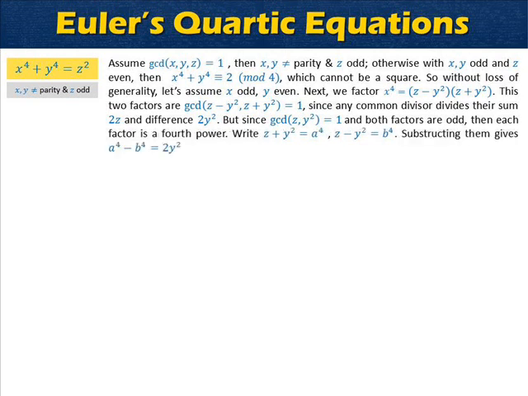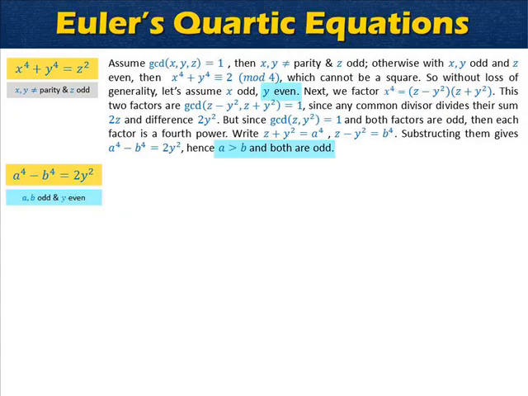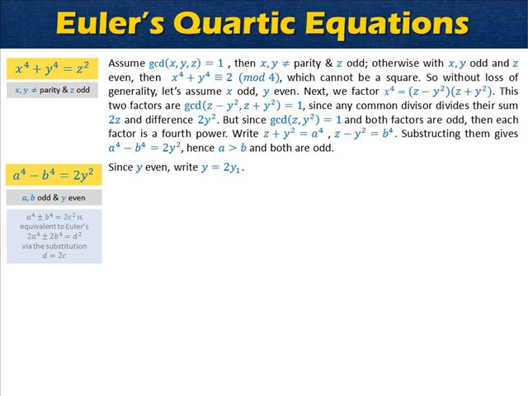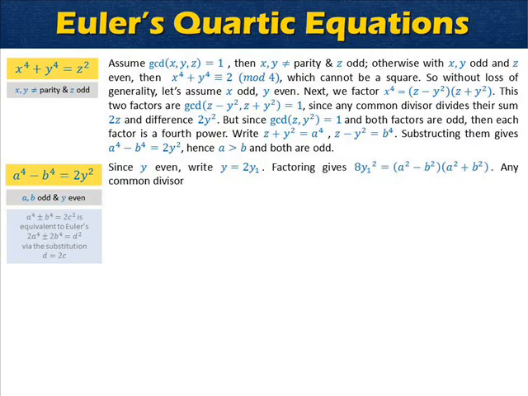Subtracting them gives a raised to the fourth minus b raised to the fourth equals twice y squared. Hence, a is bigger than b and both are odd. Since y is even, write y as 2 times y sub 1. Factoring gives that a divides the two factors on the right-hand side. Any common divisor divides the sum, 2a squared, and the difference, 2b squared.